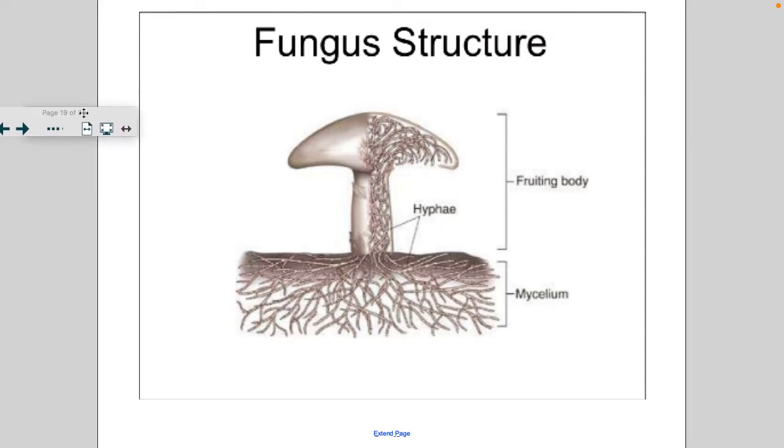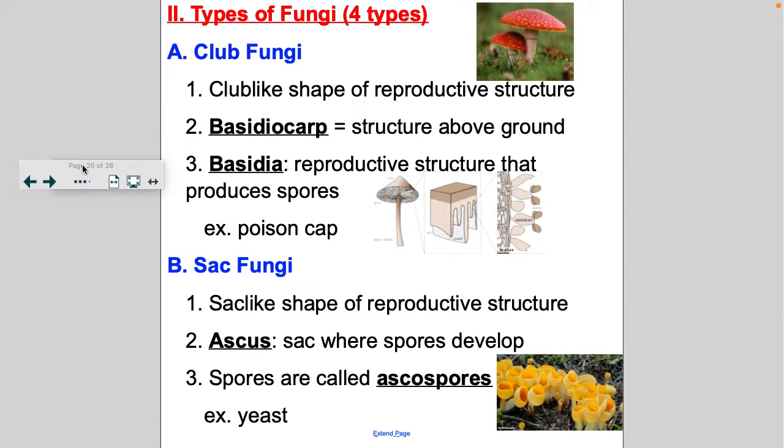So here's a basic fungus structure. You can see the long filaments here called hyphae, and a network of them is the mycelium. And the structures that you see above the ground are called the fruiting body. Now there are 4 types of fungi that your book covers. There are many more, a little more complex ones, but these are the big 4.